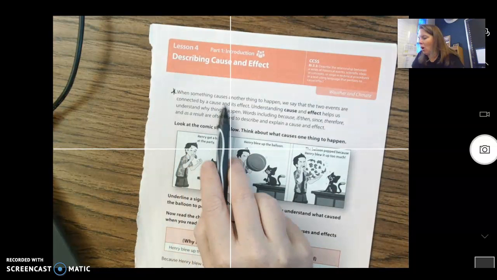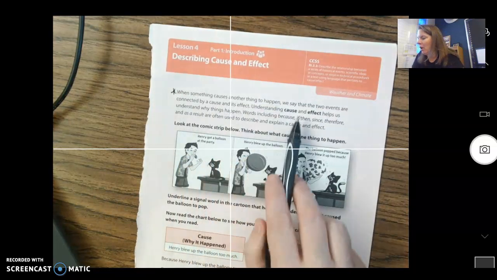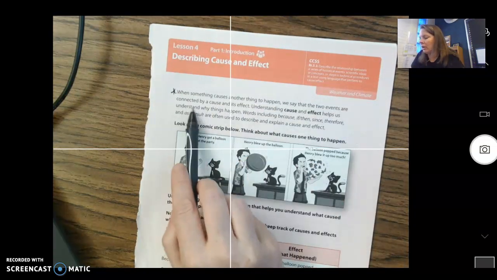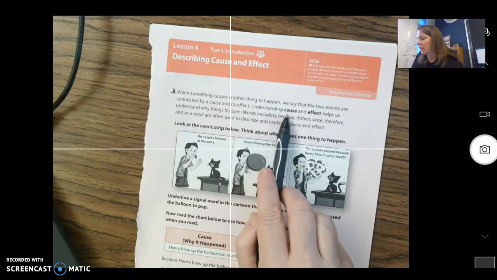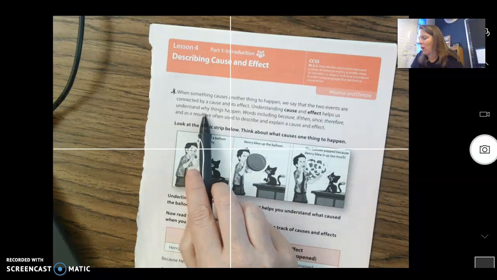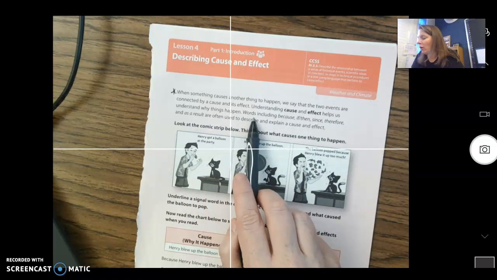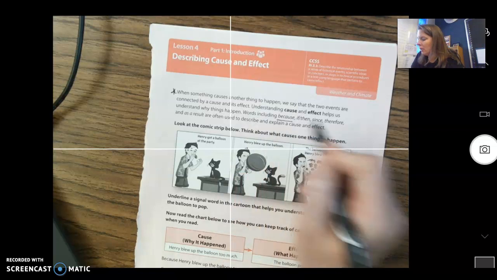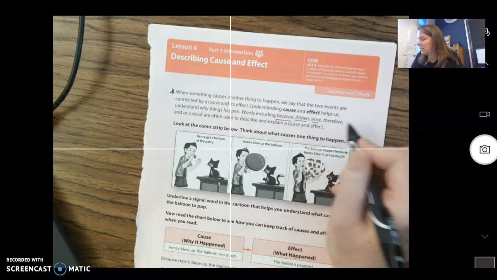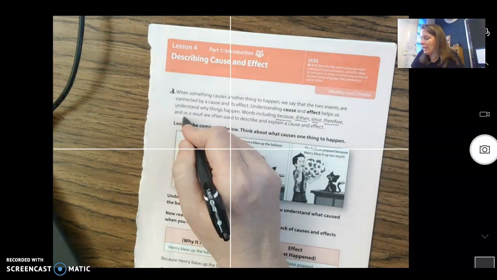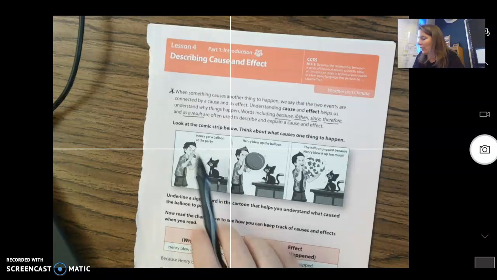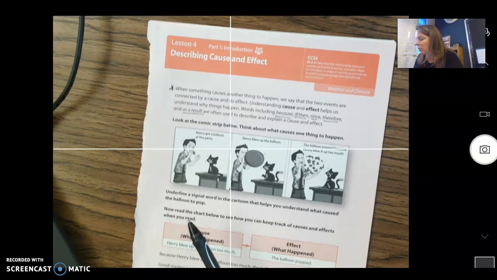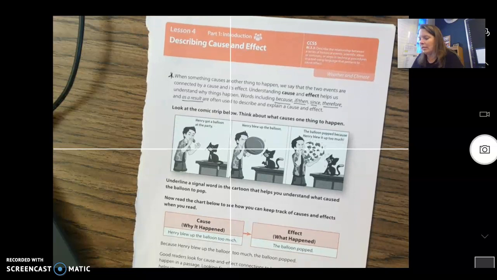It says, when something causes another thing to happen, we say that the two events are connected by a cause and its effect. Understanding cause and effect helps us understand why things happen. Words including because, if then, since, therefore, and as a result are often used to describe and explain cause and effect. So we're going to look at this comic strip and think about what causes one thing to happen.